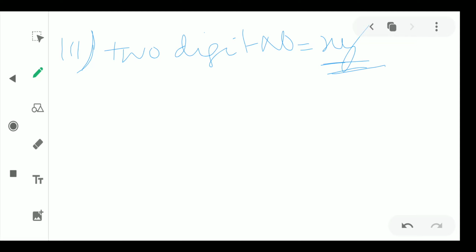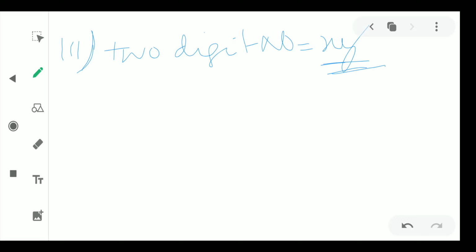Sum of the digits of a two-digit number. What is a two-digit number? First we'll take the two-digit number as xy. x is the first digit, y is the second digit. In the sense, y is in the units place and x is in the tens place. This is very important. We should not change the order. So xy means x is in the tens place, y is in the units place.